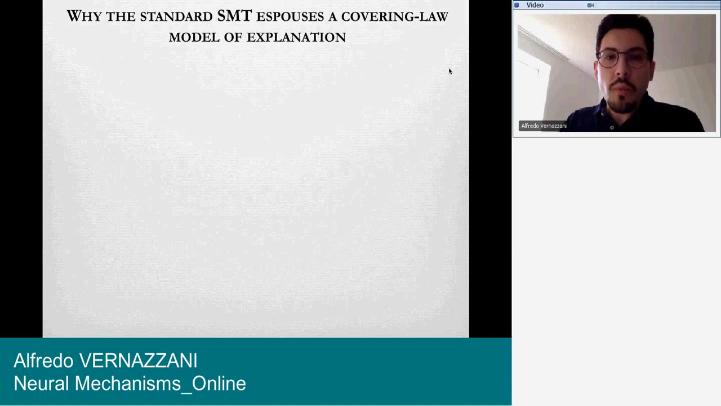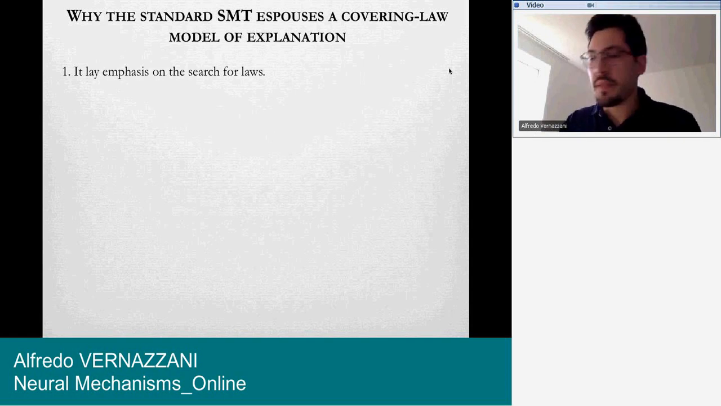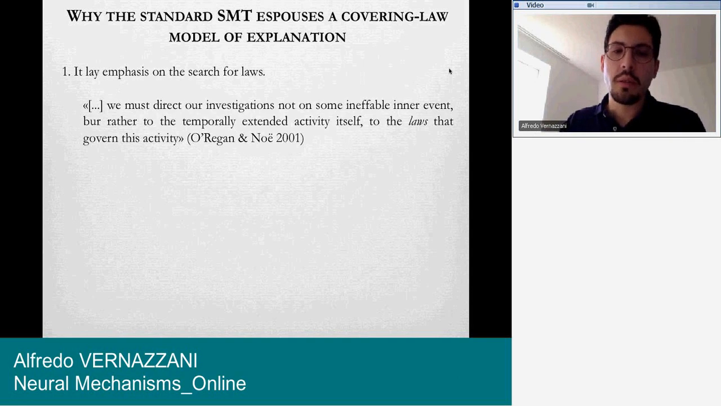Now, why does the standard sensorimotor theory exhibit a covering law model of explanation? Well, first, it lays emphasis on the search for laws. There are many passages in their works that stress these important aspects, but I've singled out this quotation here, drawn from what I sometimes call the original paper, the paper published in Behavioral and Brain Sciences. It says that we must direct our investigations not to some ineffable inner event, but rather to the temporally extended activity itself, to the laws that govern this activity.